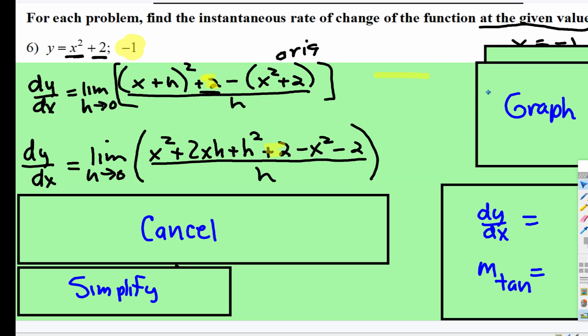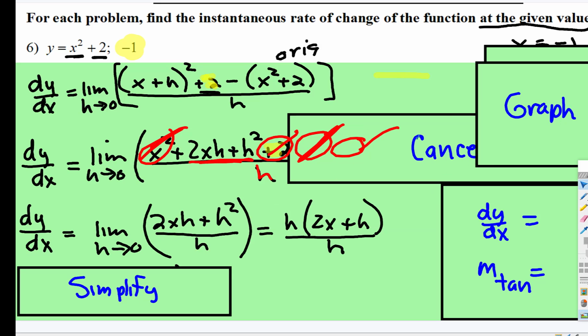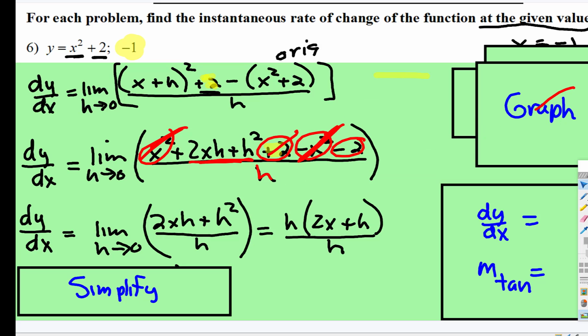All right. And now you're going to cancel what they have in common. Or, you're going to cancel what cancels out. So you have a positive x squared and a negative x squared. Those cancel. You have a positive 2 and a negative 2. Those cancel. And then this over h is all you have left. Which is what we have right here.